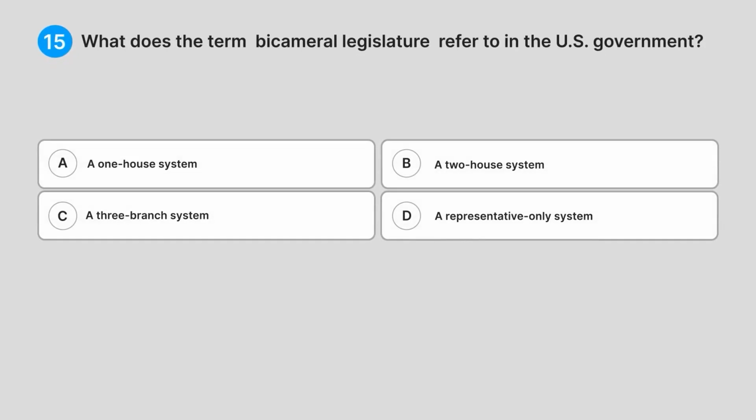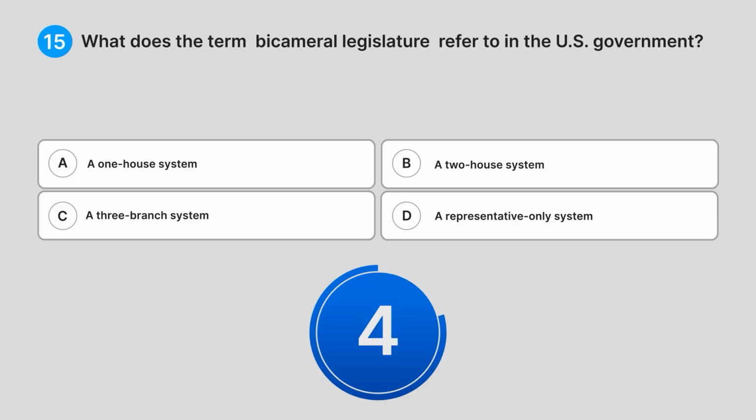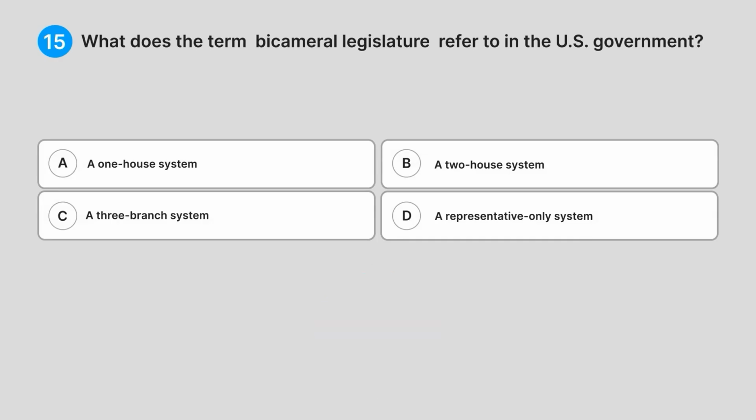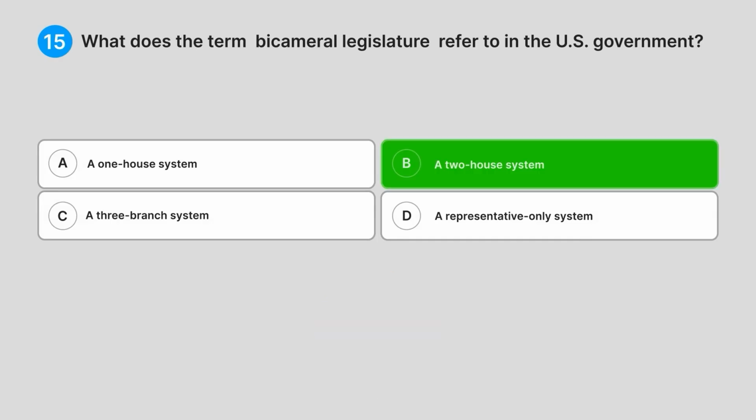15. What does the term bicameral legislature refer to in the US government? A. A one-house system. B. A two-house system. C. A three-branch system. D. A representative-only system. Can you guess the answer? Correct answer, B. A two-house system.